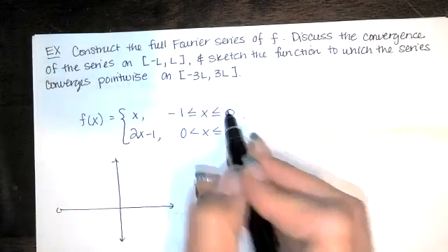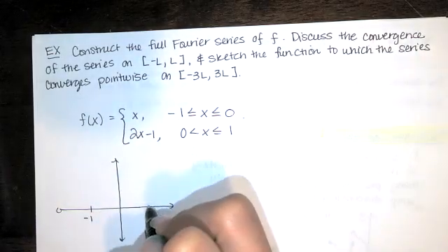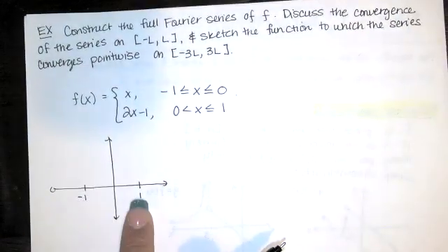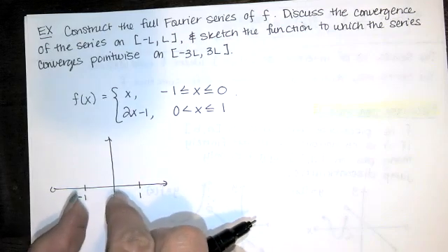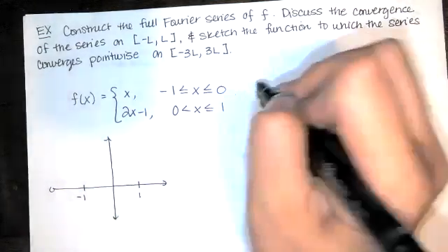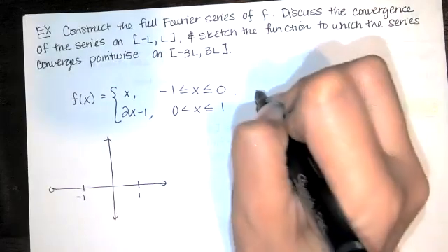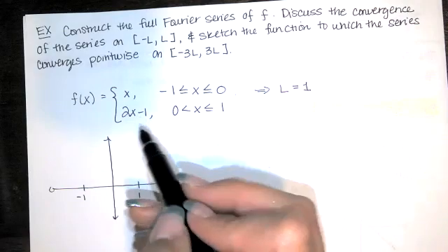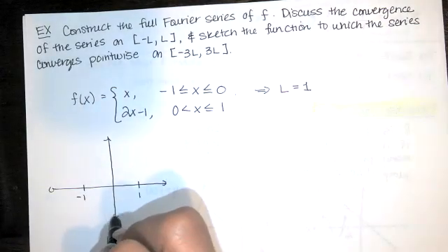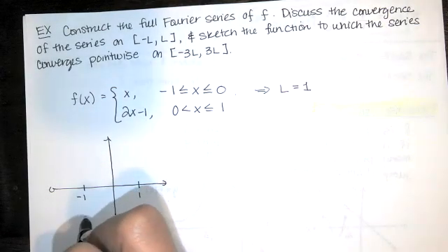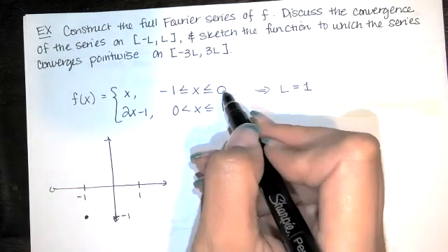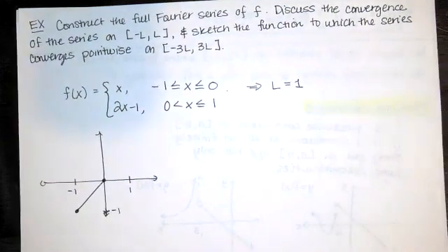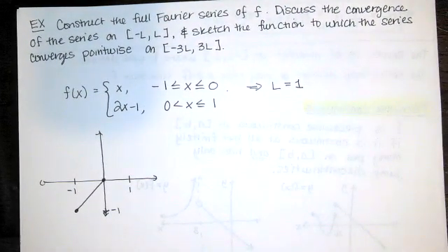We're on the interval from -1 to 0 here, and we're on the interval from 0 to 1 there. So we see that L is equal to 1 because we're going from -1 to 1. So we use this to infer L. And then we'll sketch this. When x is equal to -1, y is equal to -1. When x is equal to 0, y is equal to 0. It's just the line y equals x, but just a segment of that line.